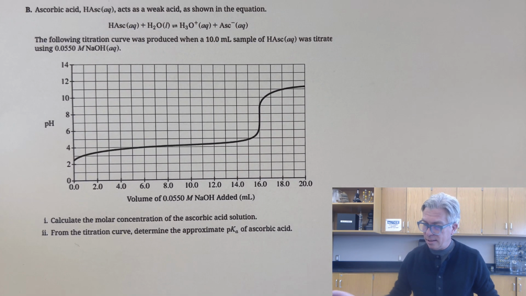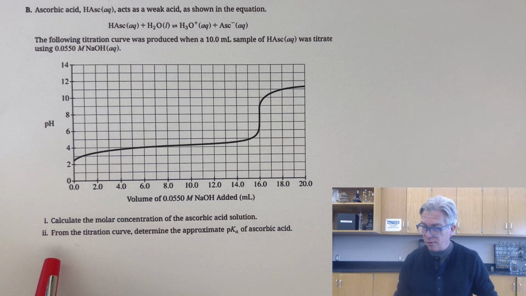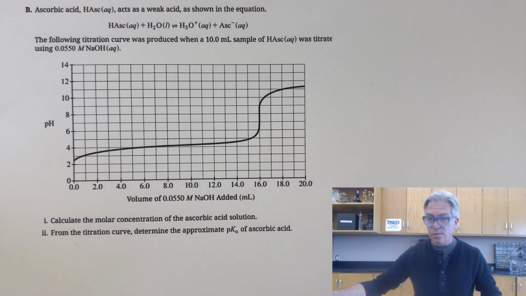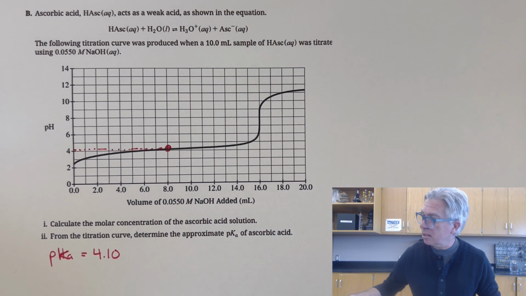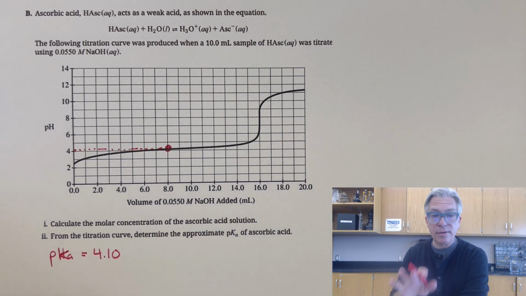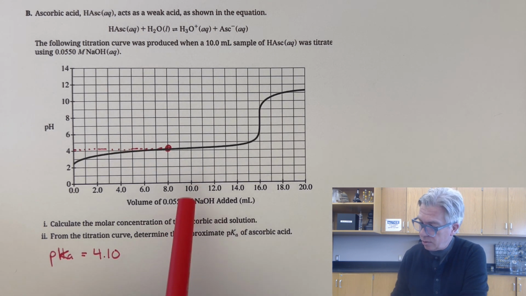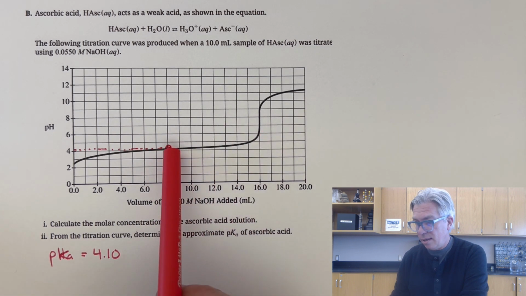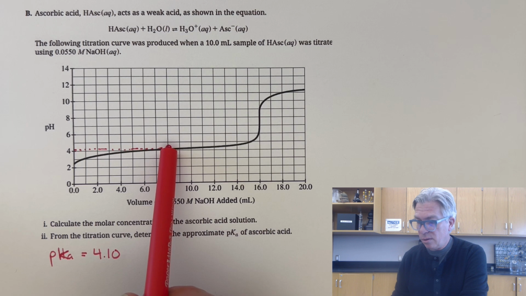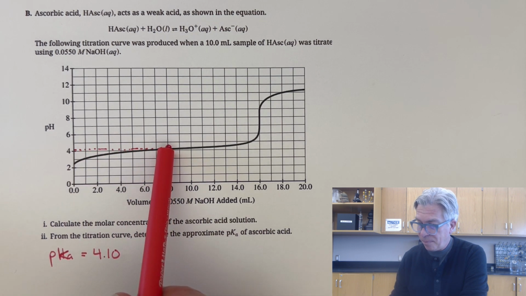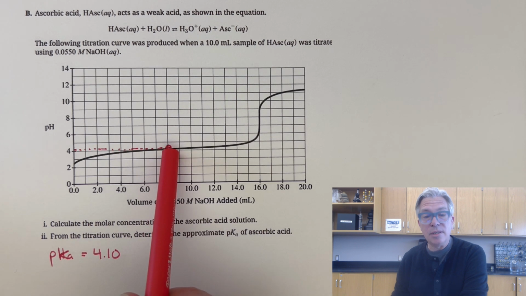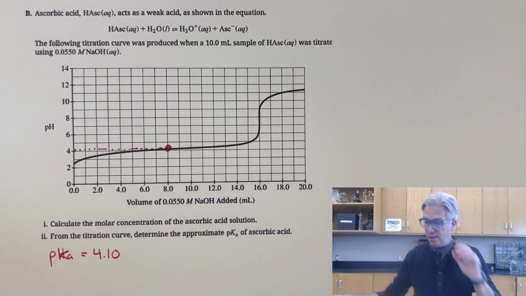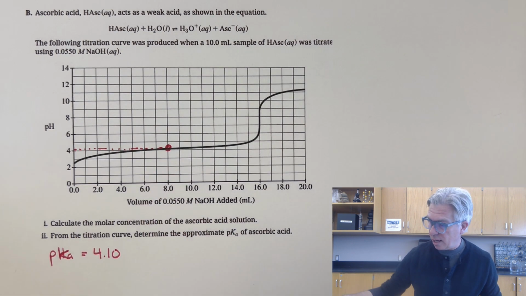Once we have that, the next part, part 2, says from the titration curve, determine the approximate pKa of ascorbic acid. And they don't tell us to justify it, so my answer is just going to be pretty short. I got an approximate pKa of 4.1. Yours might have been slightly different based on how you estimated, but I went to the halfway point of the titration, halfway to the equivalence point. This right here is the half equivalence point, and we've learned this year that the pH at that moment is equal to the pKa of the ascorbic acid. So I estimated just over 4 at around 4.1.